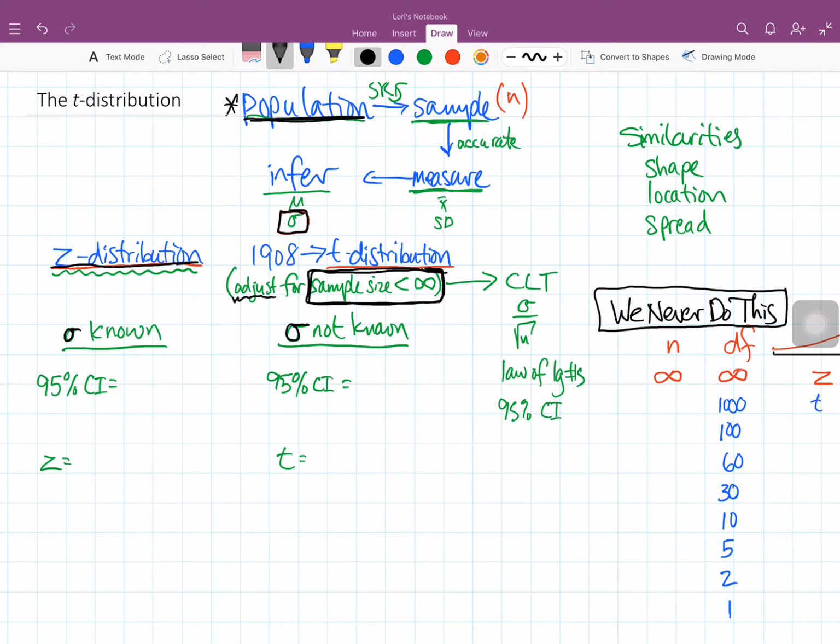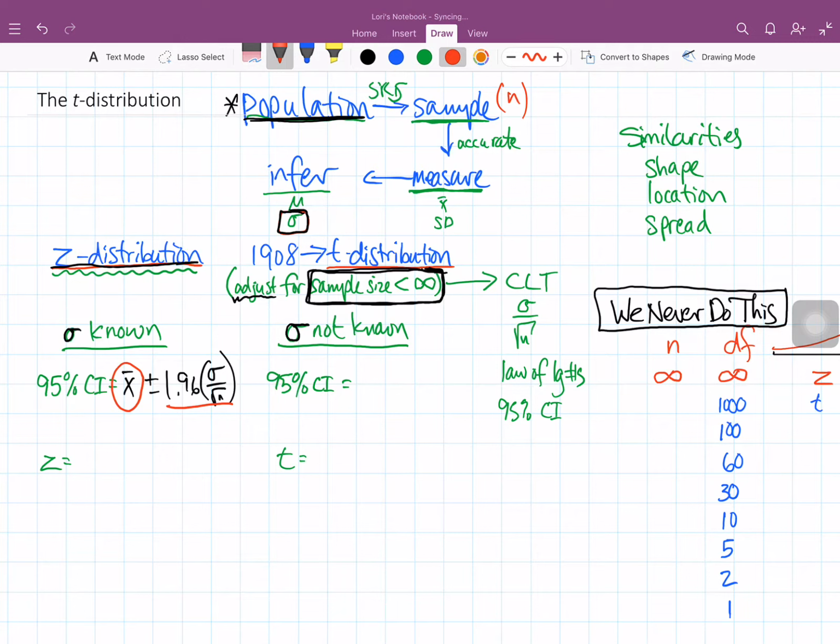So let's do a quick review of the z-distribution. For the 95% confidence interval, that is equal to x bar plus or minus 1.96 times sigma over the square root of n. And I know this looks familiar to you. We have some kind of measure that's in the middle, this x bar, and then above and below that is this margin of error around x bar. And that's 1.96 times our sigma over the square root of n.